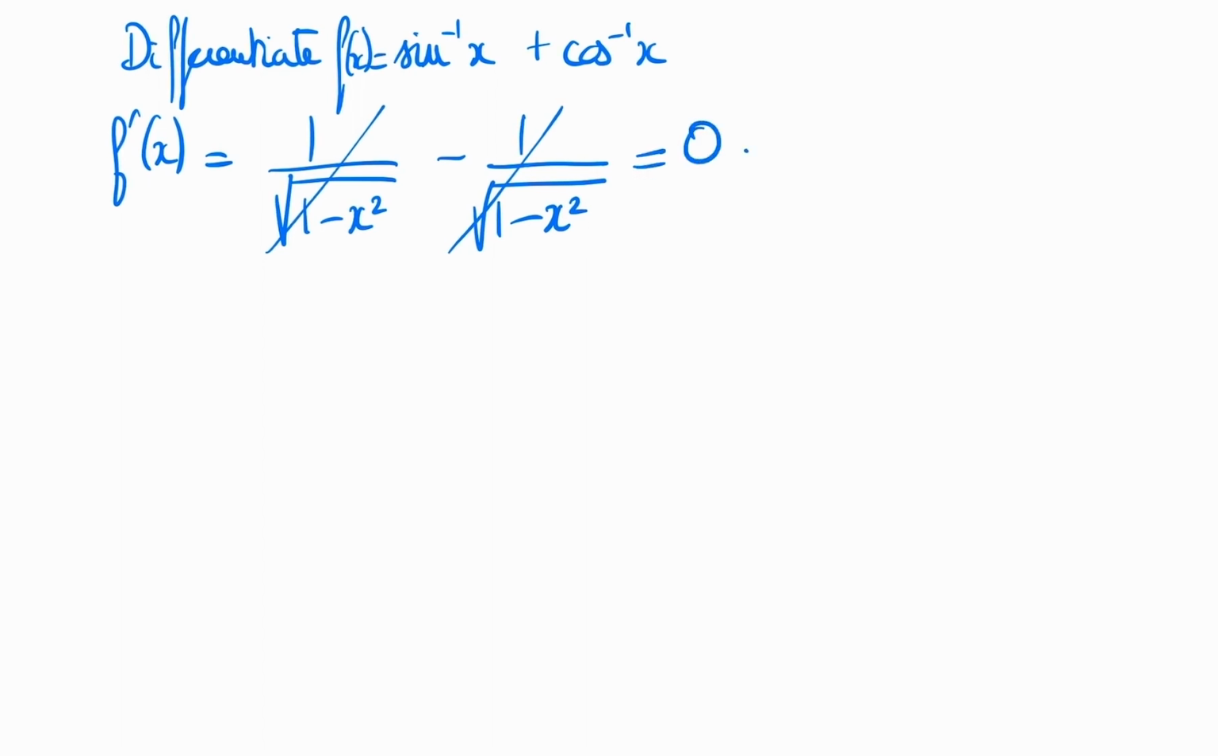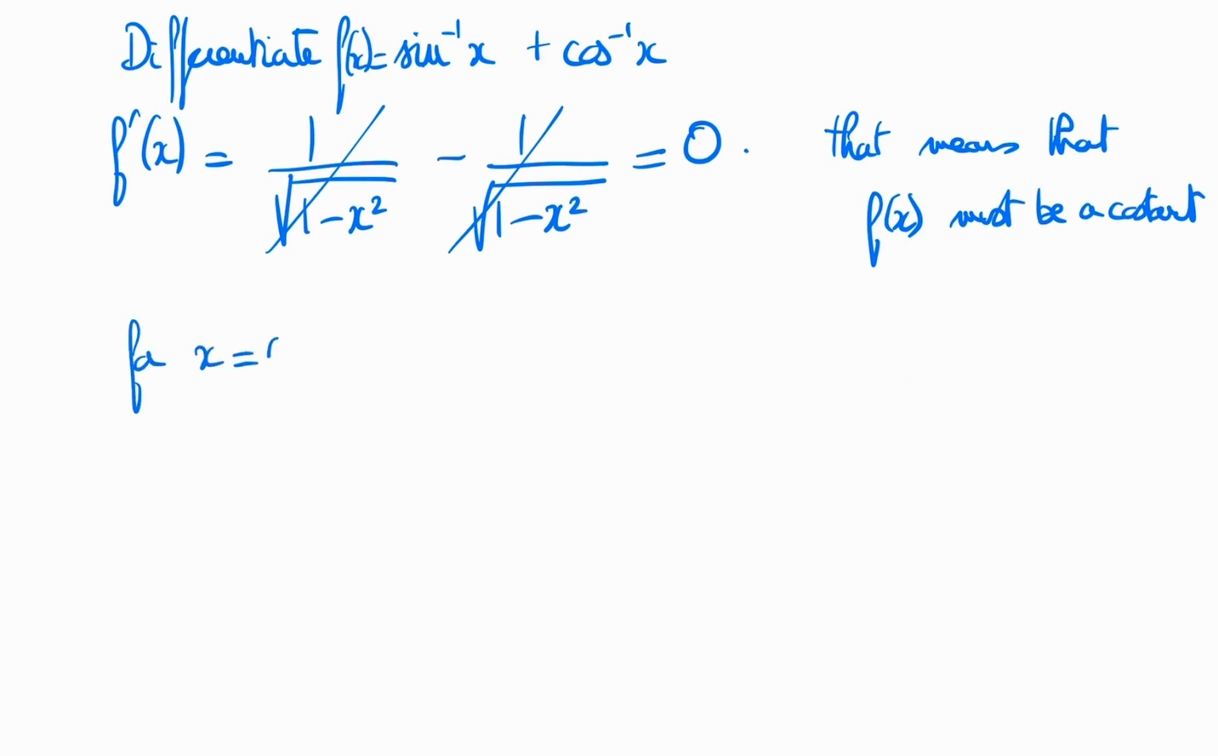What does that say about f? Well, if f prime is equal to 0, that means that f of x must be a constant, because for the derivative to be 0, it has to be a constant. So what is the value of f of x then? Well, we just pick a value at random, say for x equals 0. f of 0 is equal to what? Sine minus 1 of 0 plus cosine minus 1 of 0.